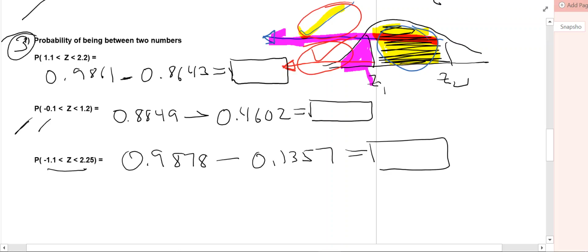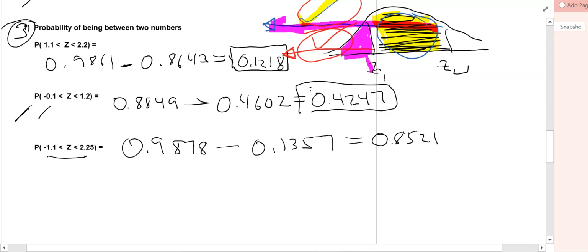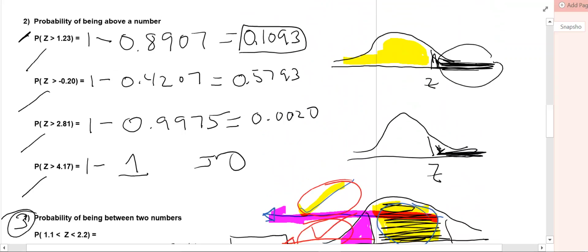So those are the three scenarios. Let me get your numbers here for you. Okay, so they magically pop up just like that, right? Anyway, the first one, when you take the difference, it's 0.1218. The second one, 0.4247. And the last one, 0.8521. So the three scenarios: between two numbers, the larger percentage minus the smaller percentage.